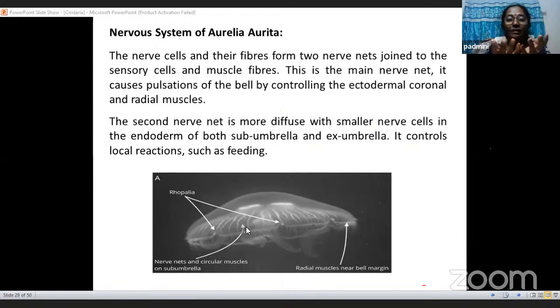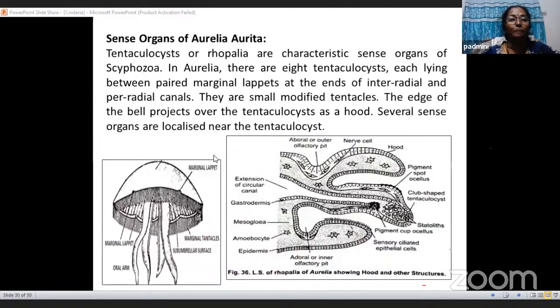The whole medusa is going to give that sensory action. So diffusion. That is the reason where they have this nerve network-like structure where everything is interconnected. And it controls the local reactions and also feeding. So whenever they come in contact with some sensory actions, they tell them that there is something present over here, and they are able to catch the prey. So feeding also is helpful with this nervous system.